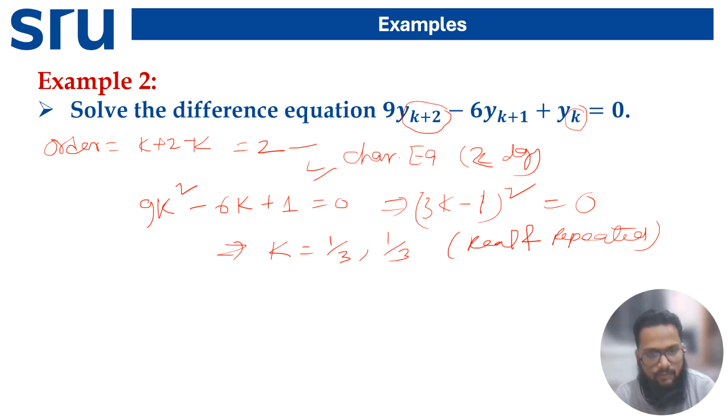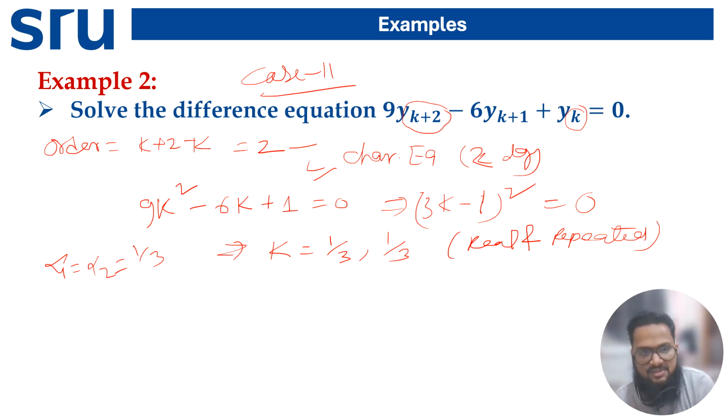So here the roots of the characteristic equation of this recurrence relation, or the difference equation, are real and repeated, and the value is 1 by 3. So here alpha 1 and alpha 2 are both 1 by 3, so it is under case 2. What was case 2? Case 2 is that the roots of the characteristic equation of the difference equation are real and repeated, then the solution form is as follows.